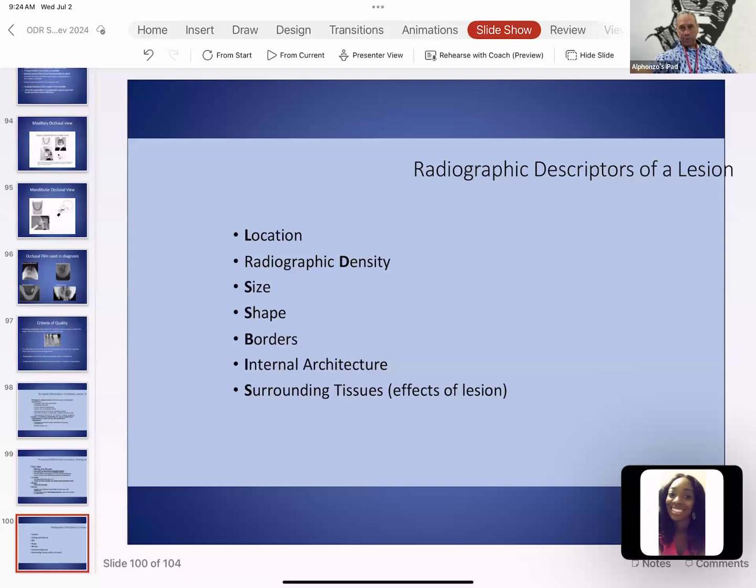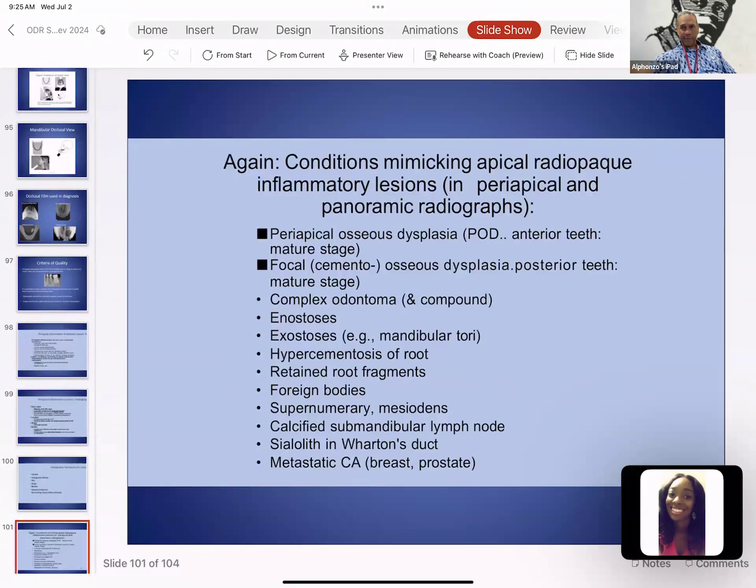Here's some descriptors. So when you're writing your note, you want to write the location, the density, whether it's radiolucent or radiopaque, the size, the shape, the borders, is it corticated or non-corticated, what the internal structure looks like, and the surrounding tissues, what kind of effects the lesion could be having. Do the teeth look displaced, or do the roots look eroded because of the lesion, those kinds of things.